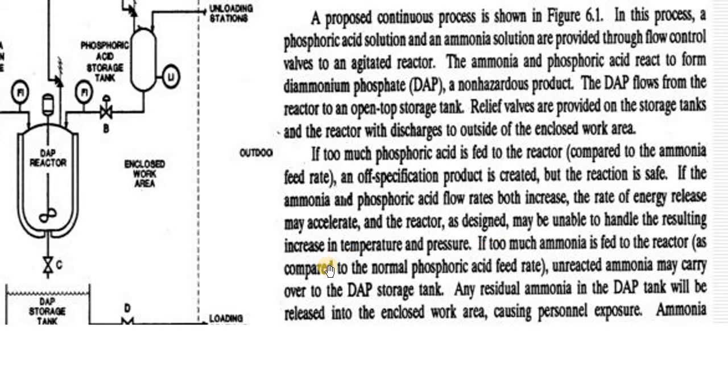If too much ammonia is fed to the reactor as compared to the normal phosphoric acid feed rate, unreacted ammonia may carry over to the DAP storage tank. So in this one you have more and more, and then it overflows. Any residual ammonia in the DAP tank will be released into the enclosed work area, causing personnel exposure. So if it goes out here, this will cause exposure to people working around this reactor, and it could be a problem.